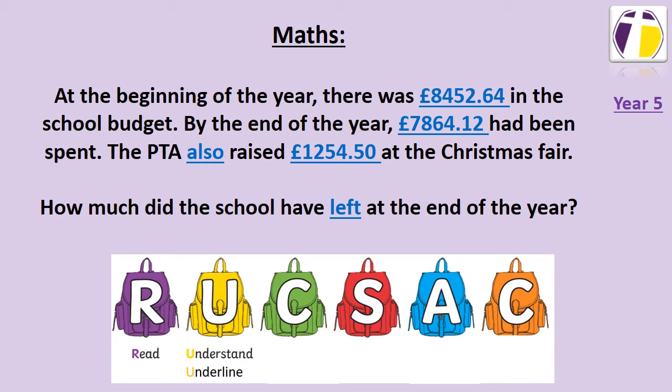Our next letter is U. Now this can stand for 2 things. First of all, we need to make sure we understand the word problem. If you don't understand it, you need to go back to step 1 and read it again until you do. When you think you've understood it, you then need to underline the important parts of the word problem that are going to help you. You definitely need to underline all of the numbers because you will want to use those.